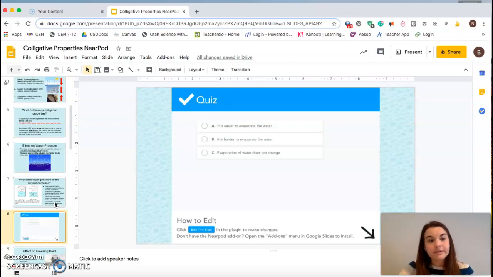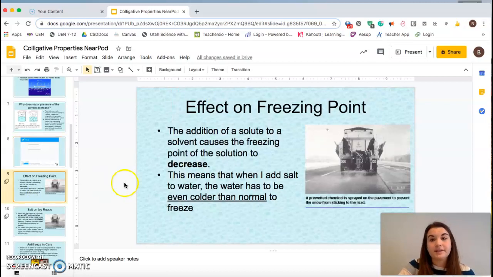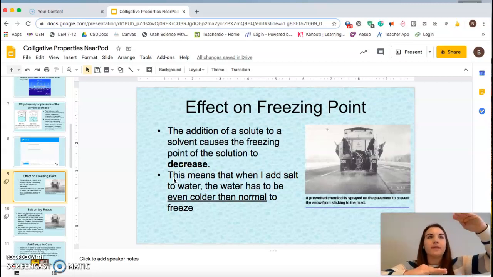Now, the next one we're going to talk about is the effect on freezing point. This is when I once again add sugar or salt or something and dissolve it in water, which makes the water have to be even colder than normal to freeze. Like I said, if I had water that normally freezes at 0 degrees Celsius, when I add salt or sugar to it, the water will have to be even colder before it freezes. So maybe instead of 0, it has to hit -20 and then it freezes.